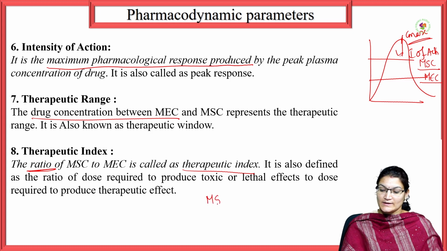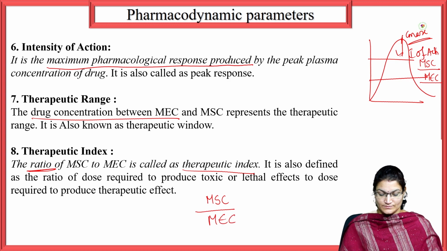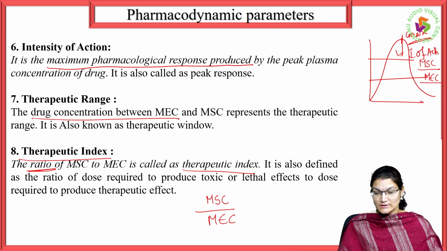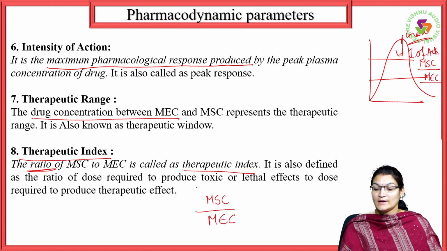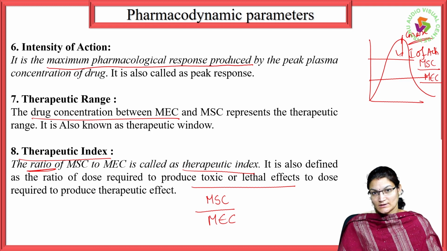So therapeutic index is the ratio of maximum safe concentration versus minimum effective concentration. The therapeutic index is very important in all pharmacological aspects, because if the therapeutic range and index are not maintained, or they are not within the limits, then it may lead to toxic effects or lethal effects of the drug.